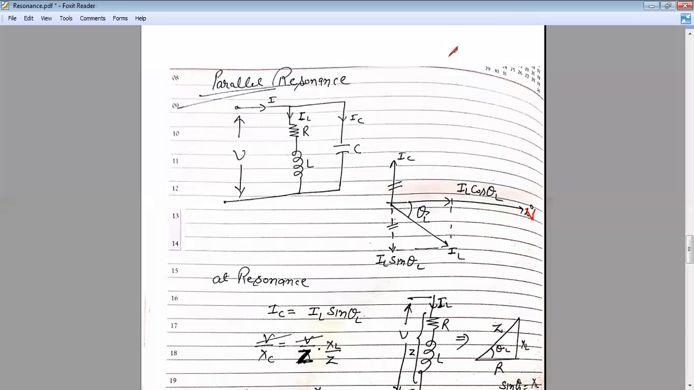Welcome back. Good morning. As in the last video, we discussed series resonance. Now we will discuss parallel resonance. Actually, the definition is quite similar.